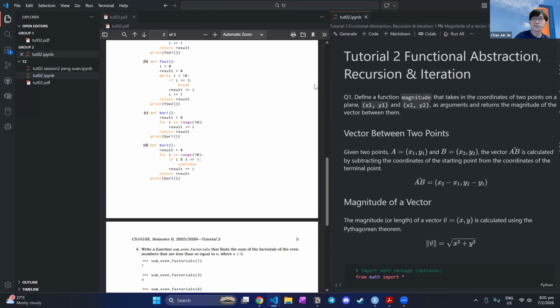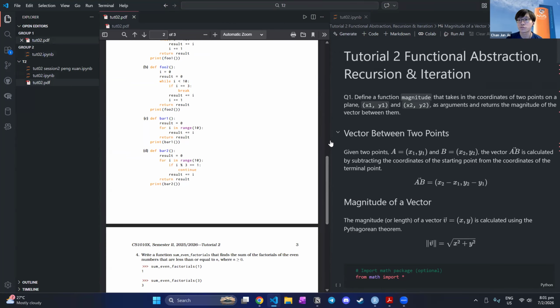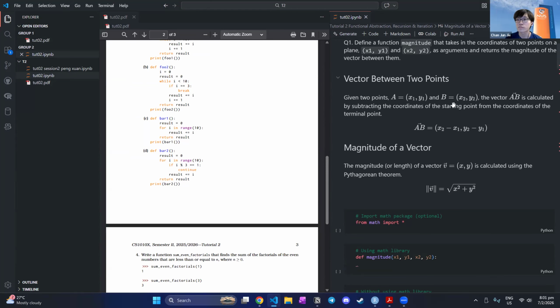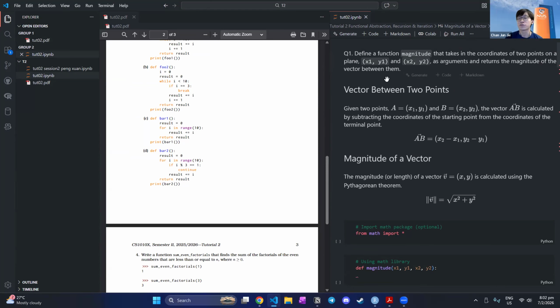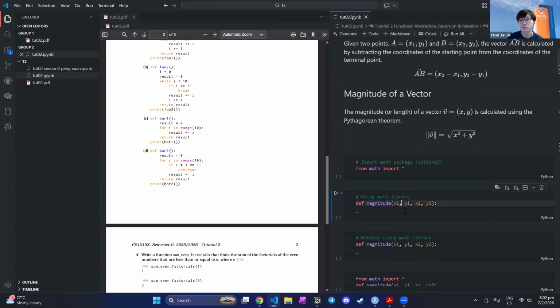Right, okay. For question 1, we will define a function magnitude that takes in the coordinates of 2 points on a plane, and you have to return the magnitude of the vector between them. So what this question applies is these two math formulas. First you have the formula to get the vector between 2 points, and the formula for getting the magnitude of a vector. You all might have learned these formulas during A levels or O levels or poly, but we'll be applying them in this function.